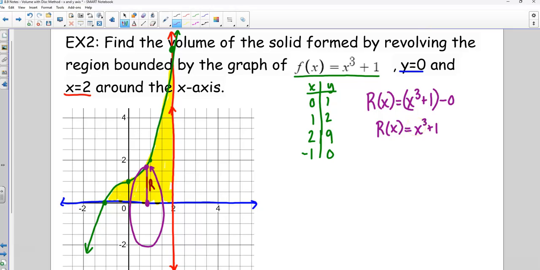And so we need to integrate pi times that radius squared, right? So I'm going to do pi integral of the radius, x cubed plus 1, squared dx. What should my limits be?